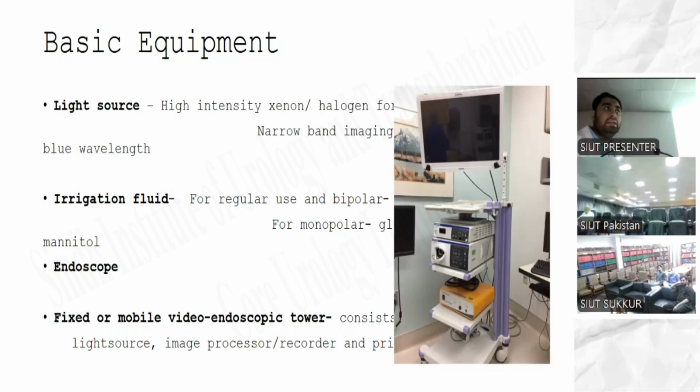But for the green light as well as the blue light, there is narrowband imaging, and it's used for irrigation purposes. For the use of the bipolar, normal saline is used. In the case of monopolar, glycine, sorbitol and mannitol are used. Now, again, this tower can be mobile or it can be fixed.